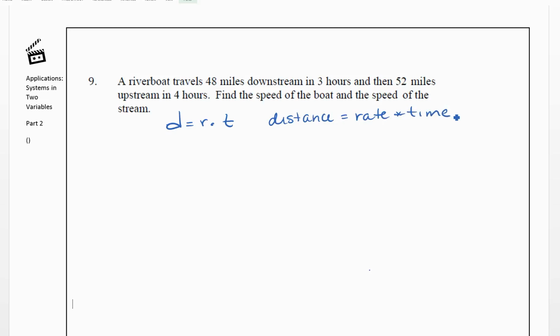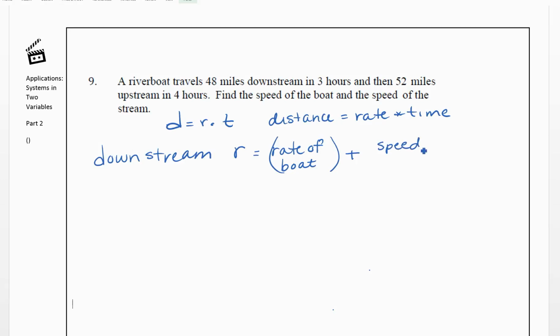Okay, now when we're going downstream, that means that the stream is actually pushing you along. It's helping you go faster. So when you're going downstream, your rate will be the rate of the boat, or the speed of the boat here, plus the speed of the stream. It's helping you along. So I'll put speed here just so everything's the same.